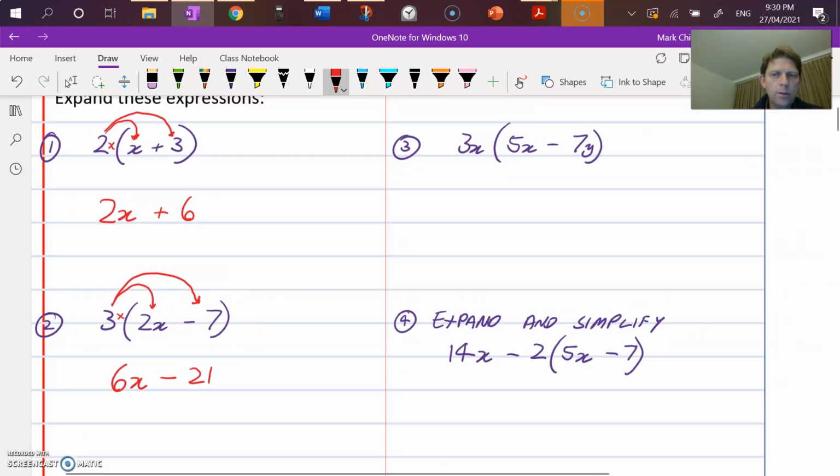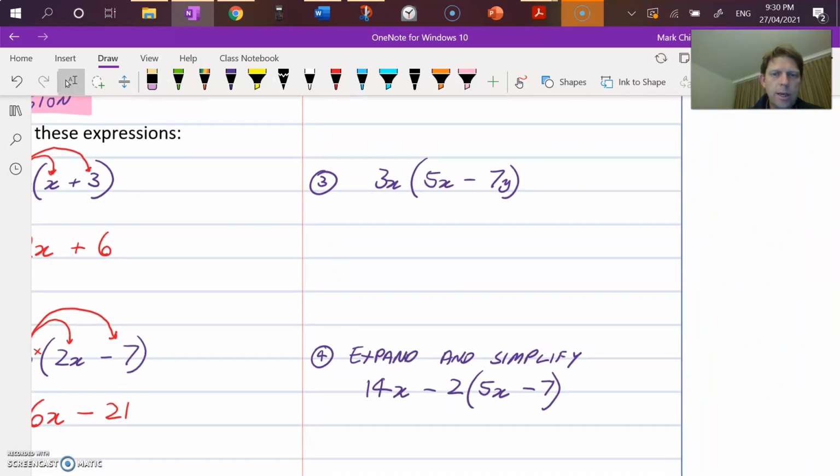All right, going along to number 3. Once again, there's an assumed multiplication sign there, and we have to multiply the number that's out the front by both of the terms inside the brackets. So let's deal with this first one. 3x times 5x, we'll deal with the numbers first. 3 times 5 is 15. x times x, we might remember back, we did this earlier this year. x times x is x squared.